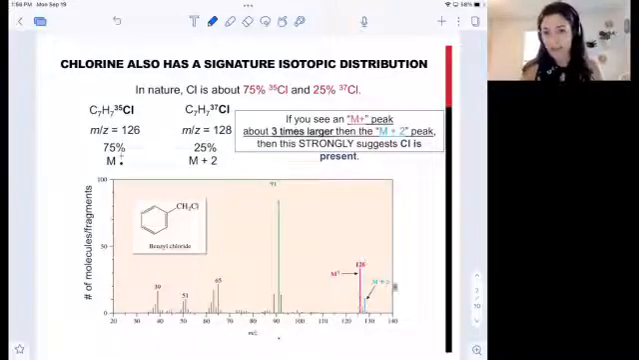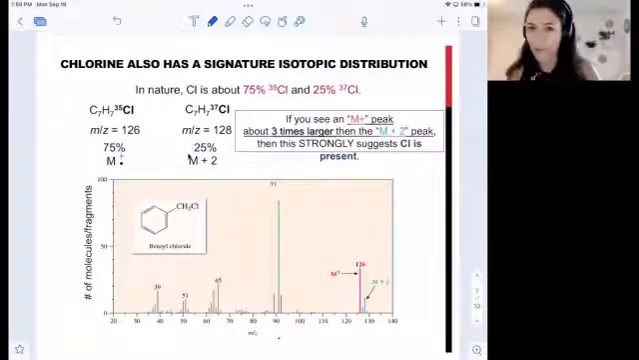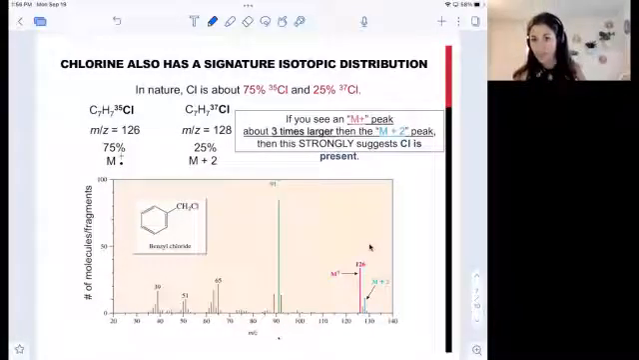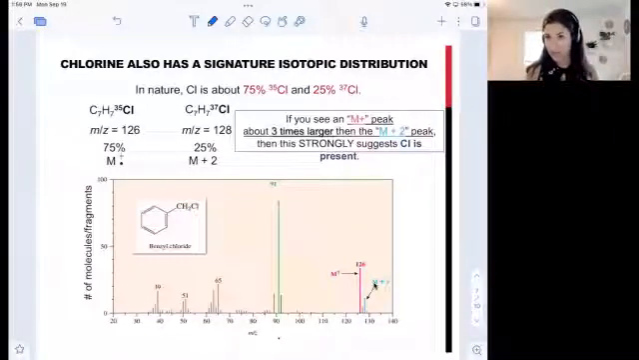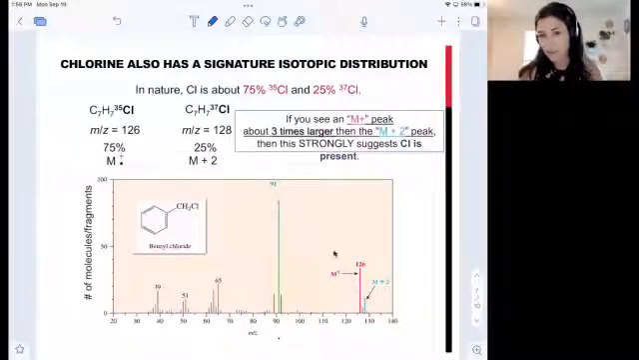And I feel confident in saying that there's a chlorine present because I see the 2 peaks representing the natural isotopic abundance of chlorine, which is about 3 to 1. So when you see this, you can differentiate the presence of chlorine and bromine. And if you never see this in your data, it does not support the presence of chlorine.